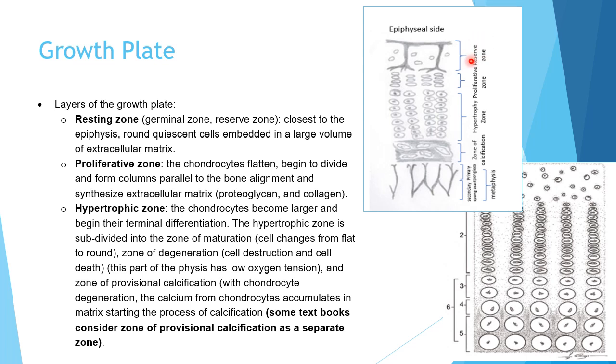The cells in the reserve zone are small in a large amount of extracellular matrix, and then they start proliferation and forming flattened cells, and then they start becoming round in the zone of maturation. Then they start the degeneration in the zone of degeneration, and then the calcium will start to deposit into the extracellular matrix in the zone of provisional calcification.